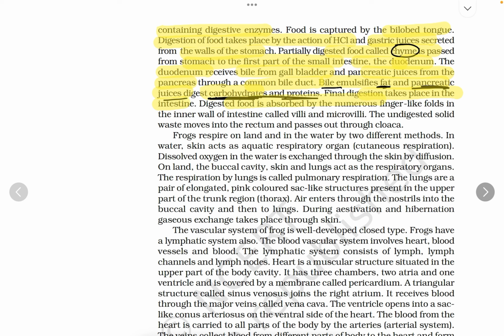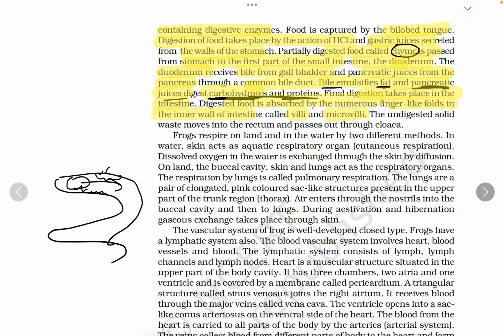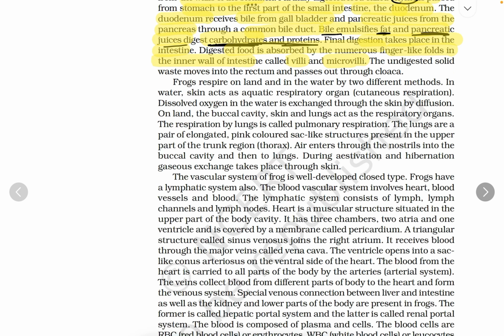Digested food is absorbed by numerous finger-like folds in the inner wall of the intestine called villi and microvilli. So it is absorbed by microvilli and villi. Villi are finger-like projections. If this is the intestine, in the intestine you have tiny finger-like structures. So when the food is passing through this, the nutrients get absorbed. They go into the body, into the blood circulation. Waste moves out of the rectum and passes through the cloaca.